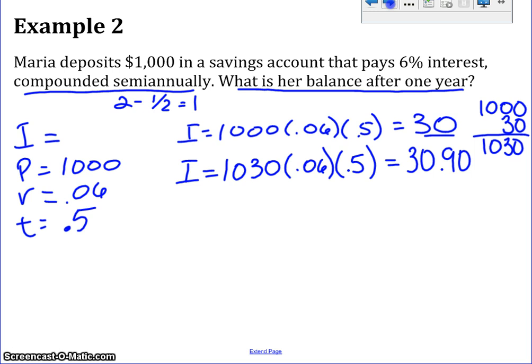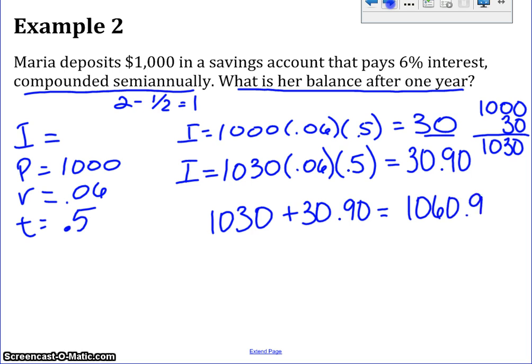Now it doesn't seem like much of a difference, but it is a difference, and we're only talking about $1,000 in a half a year period. So for the balance after 1 year, I'll take the 1,030, which was the balance after 6 months, and add the $30.90, and the balance is $1,060.90. Now remember that after 1 year, with simple interest or compounded annually, the balance was $1,060. So the difference is that 90 cents when it compounds semi-annually.